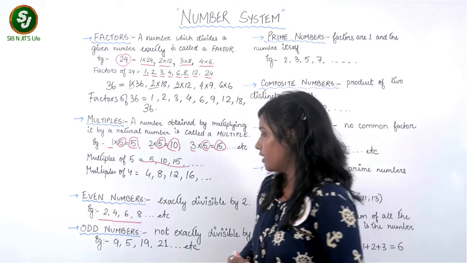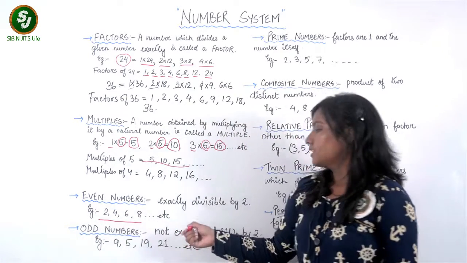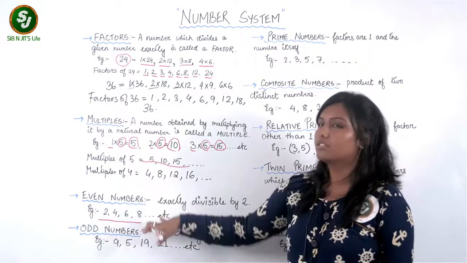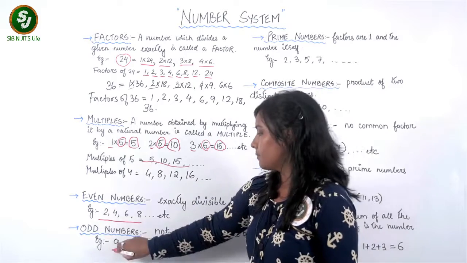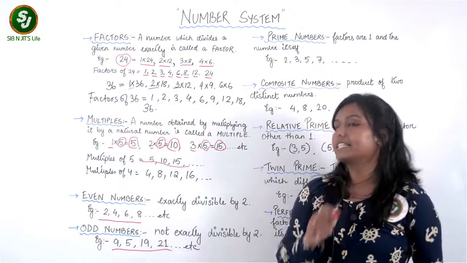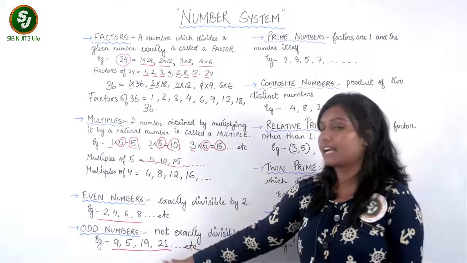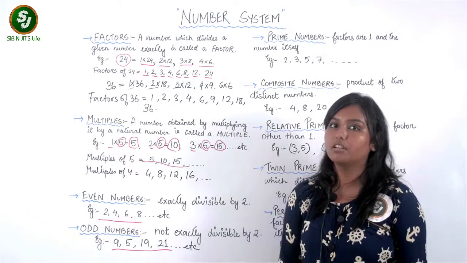Now what are odd numbers? Odd numbers are the ones which are not exactly divisible by 2. Okay, the reverse of even numbers. So here examples are 9, 5, 19 and 21. When you divide these numbers by 2, they are not exactly divisible by 2. They will always have a remainder.